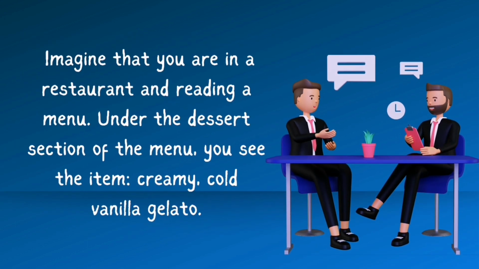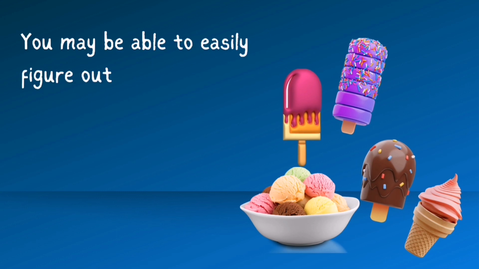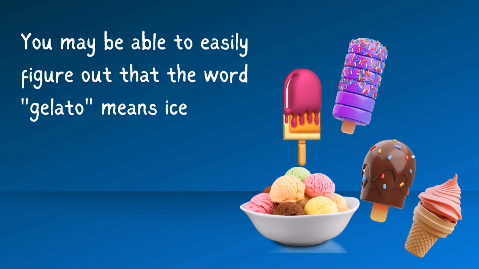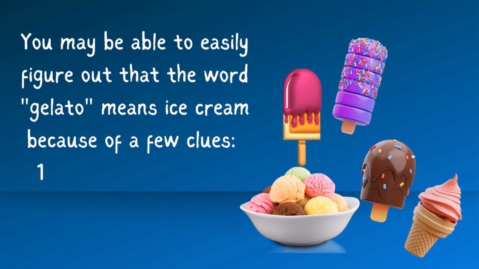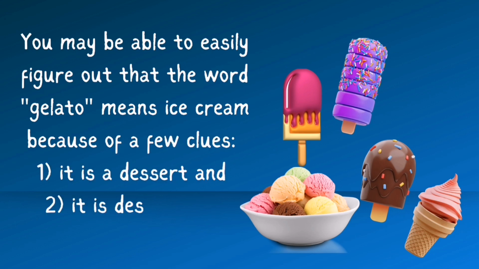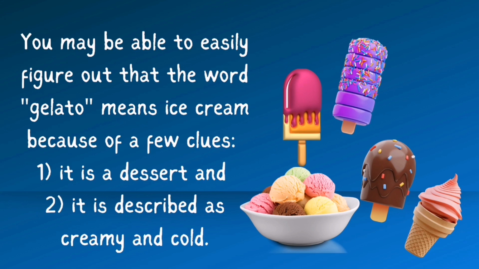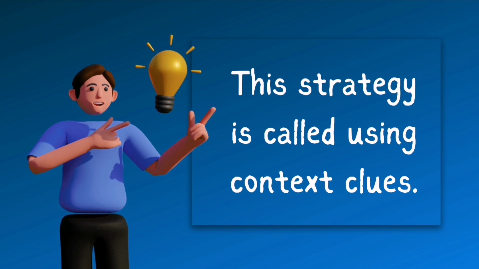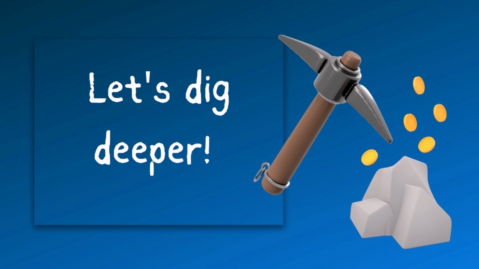Let's try this. Imagine that you are in a restaurant reading a menu. Under the dessert section of the menu, you see the item creamy, cold vanilla gelato. You may be able to easily figure out that the word gelato means ice cream because of a few clues. First, it is a dessert, and second, it is described as creamy and cold. This strategy is called using context clues. Now, let's dig deeper about this lesson.